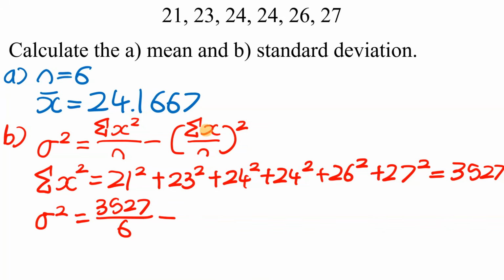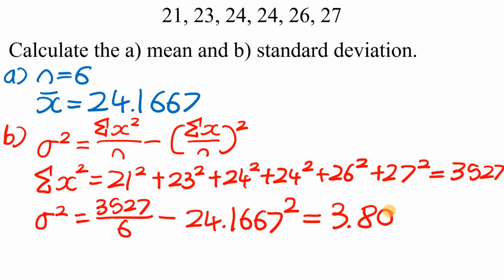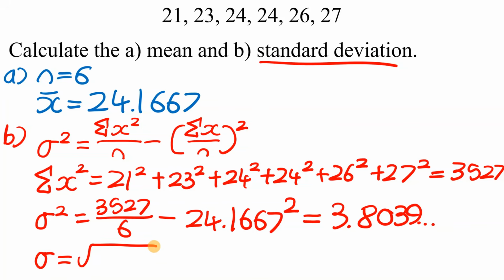Now remember, this is the square of the mean. This sigma x over n is the mean, and in part A we figured out the mean to be 24.1667. So therefore we're going to square this here, and if you put this into your calculator, this is equal to 3.8039, and then it keeps going like this. So this is the variance. Remember, the standard deviation is the square root of the variance. So the square root of this 3.8039, etc. And if you put this into your calculator to 2 decimal places, it's 1.95.